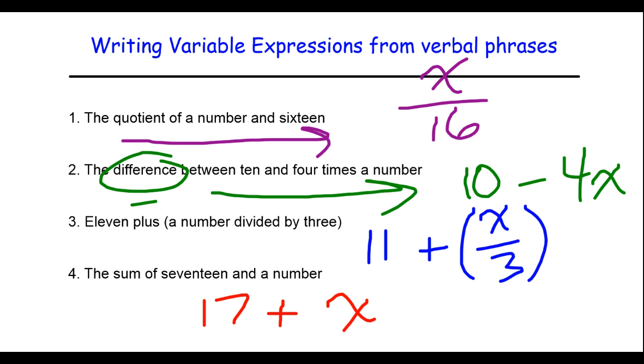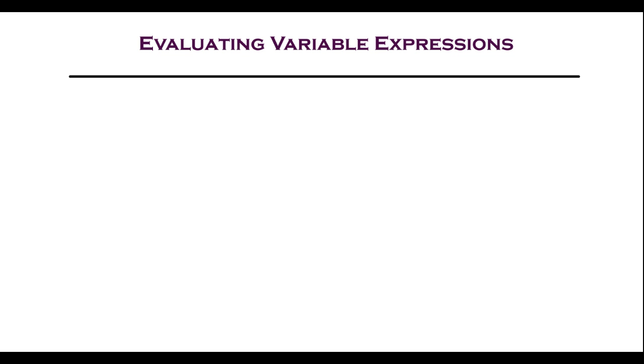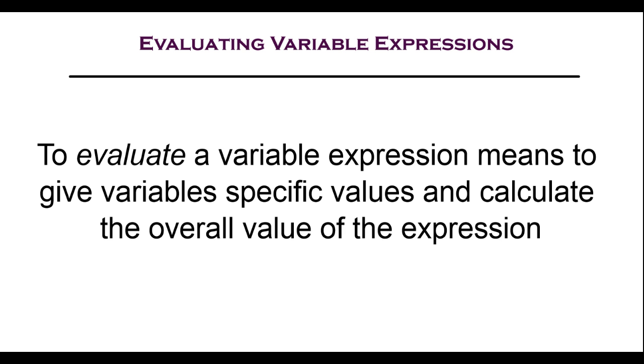The second thing we can do with variable expressions is what's called evaluating them. Now, we talked about evaluating expressions earlier in the year. To evaluate a numerical expression, for example, to use the order of operations, means to perform all the calculations to arrive at a single value for that expression. Same thing is true for variable expressions. We just have to give the variables specific values. That means if we have x's and y's, we have to give x a particular value. We have to give y a particular value. And then we can calculate the value of the overall expression the same way that we've done in the past.